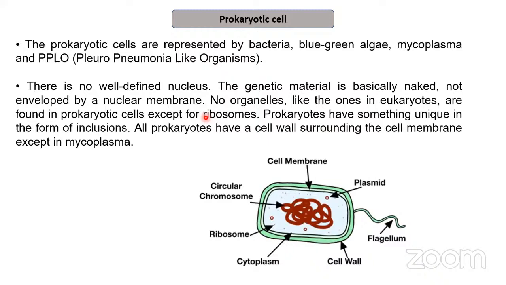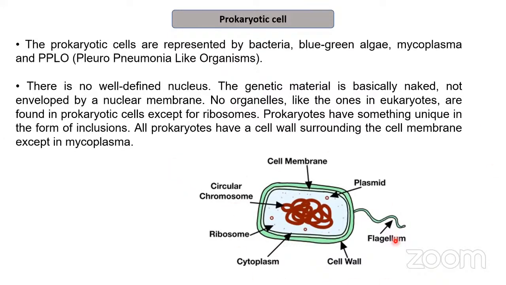As I mentioned, ribosome is present in both prokaryotic cells and eukaryotic cells. But prokaryotes have something very unique in the form of inclusions. These are known as the inclusion bodies. And all prokaryotes have a cell wall surrounding the cell membrane except the mycoplasma.